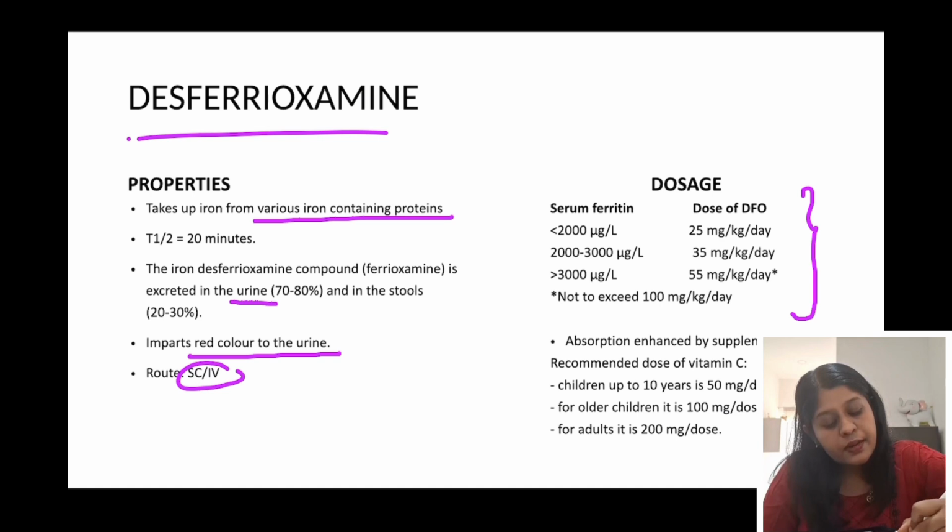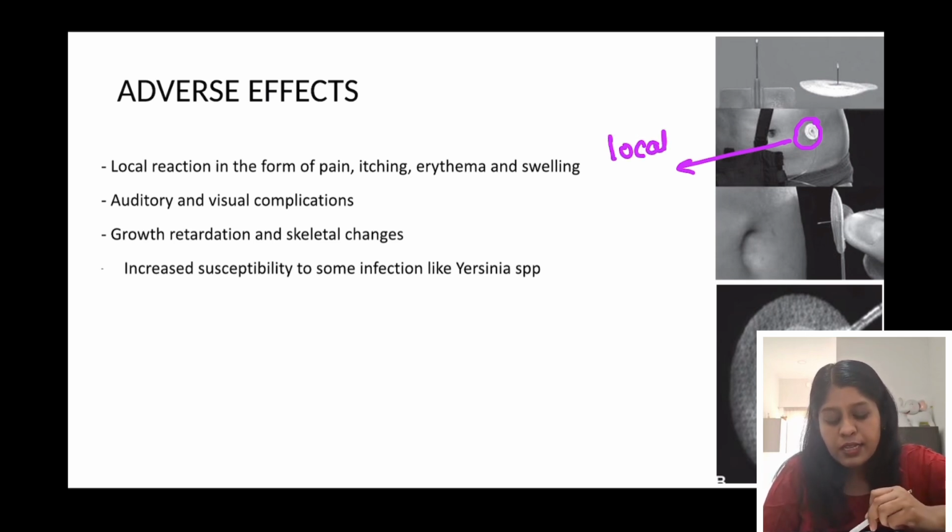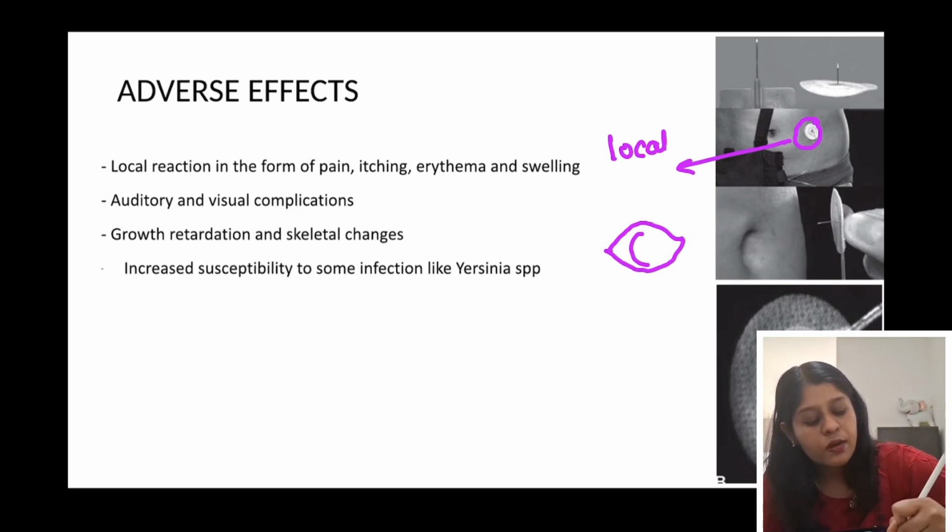The recommended doses are given here, and the dose of desferrioxamine is also given. So what are the side effects of using desferrioxamine? This is a subcutaneous or IV injection. You're putting the subcutaneous port in the periumbilical site, and there can be local reactions in the form of pain, itching, and erythema, and also there will be auditory and visual complications. So the main complications of desferrioxamine are auditory and visual.